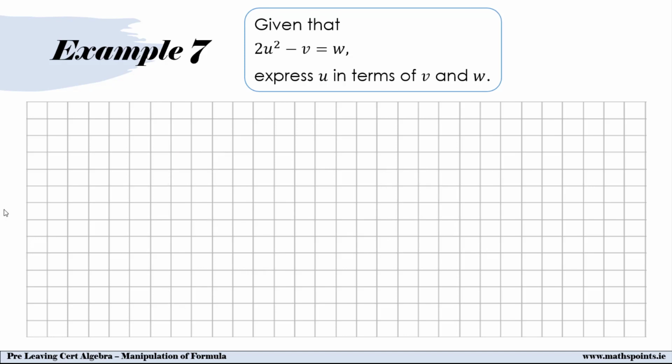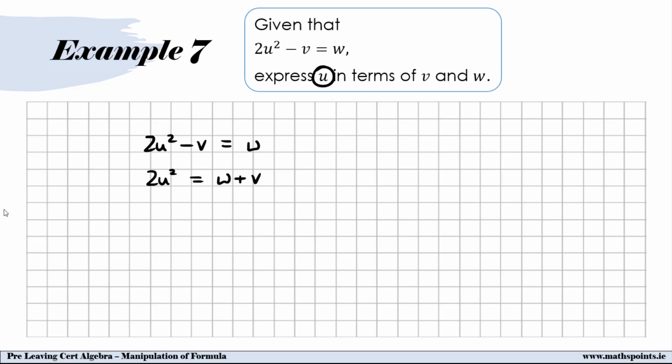Okay, so in example 6, the letter we're trying to get by itself, u, has a square on it. It has a power on it. So let's have a look at what happens when we have a power in a question like this. So we have 2u squared minus v equals w, and we're trying to get u by itself. So the first thing I'm going to do is get rid of the minus v from the left hand side. So that means adding a v to both sides. If I add a v to the left hand side, it gets rid of the v's on that side. And if I add a v to the right hand side, I'm left with w plus v.